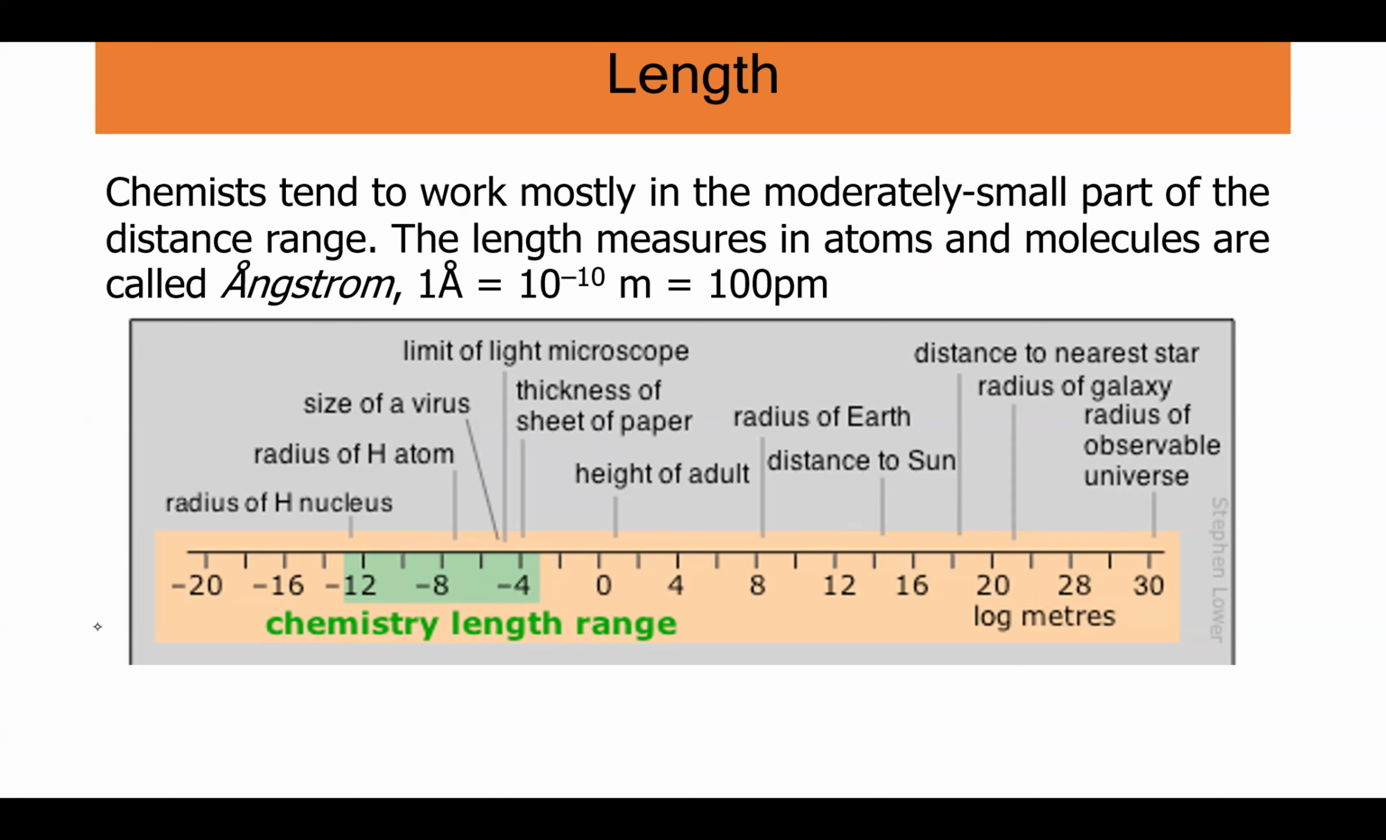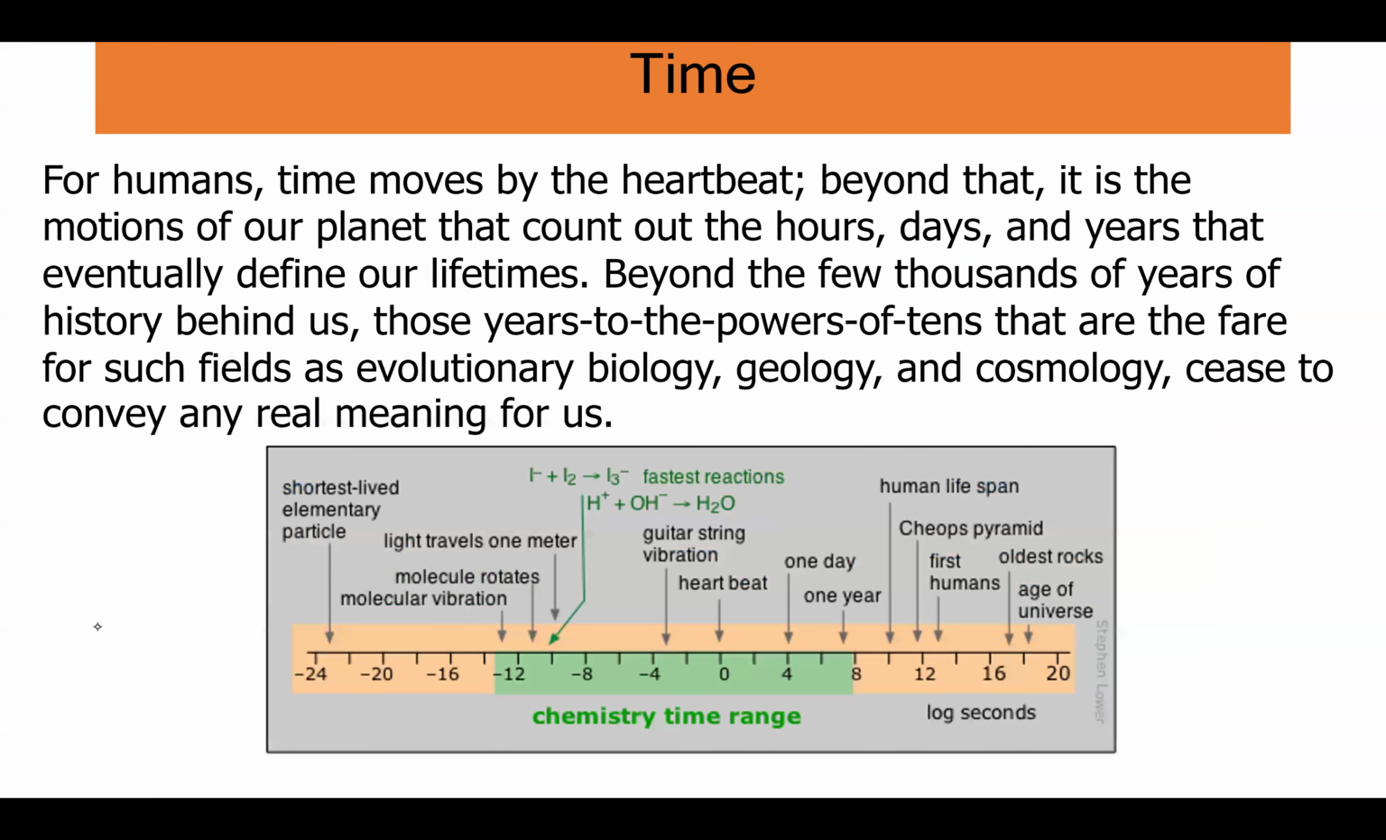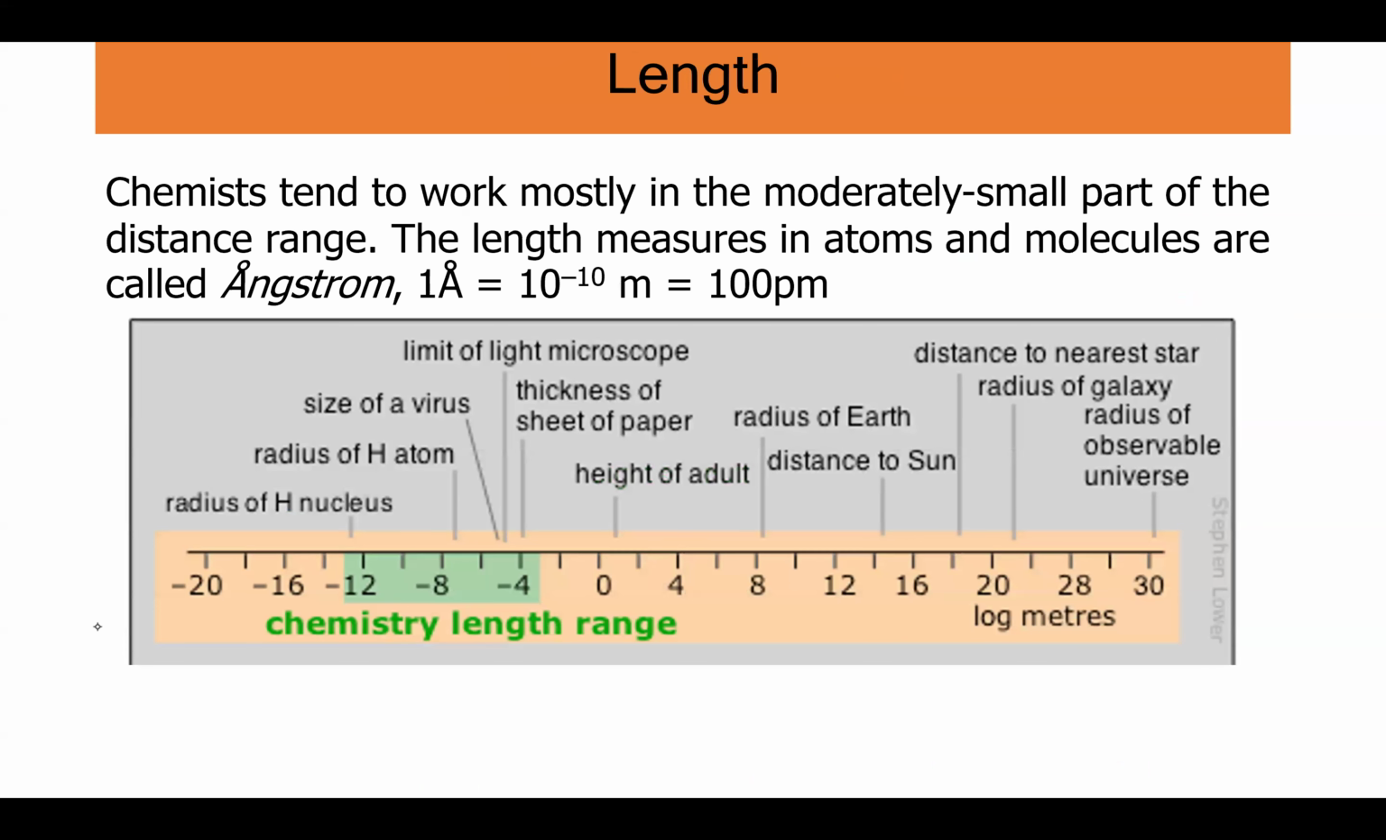Length. For example, the length of an adult is about 1 meter, 1.5 meters, 2 meters. That's about here, that's for humans, for an adult.